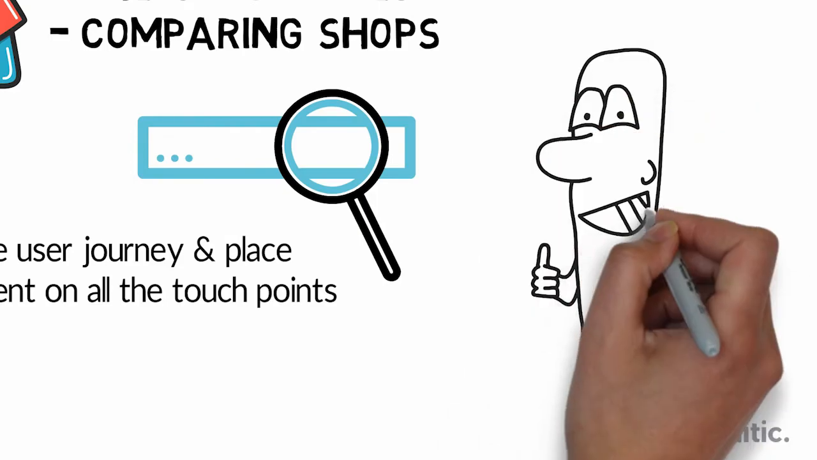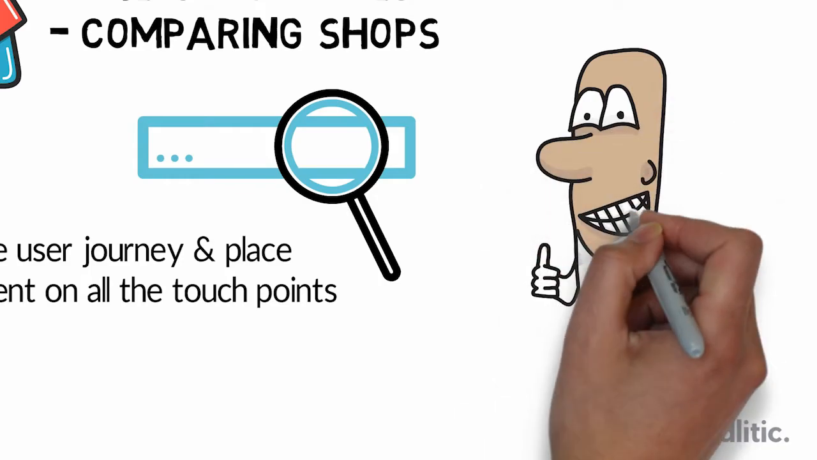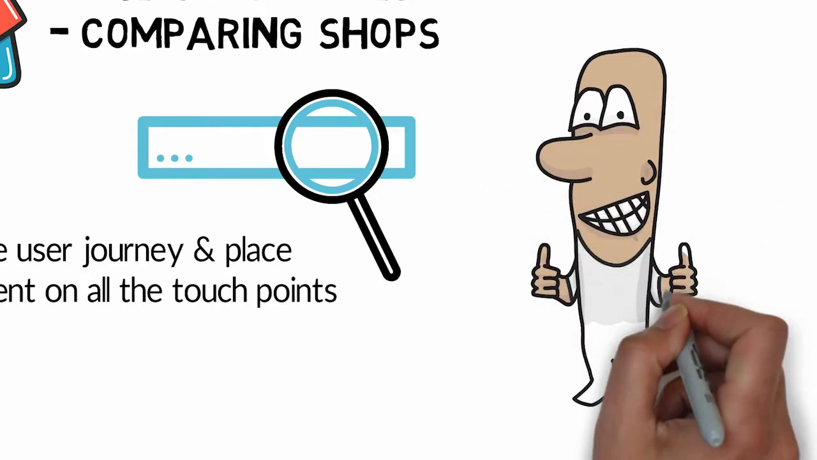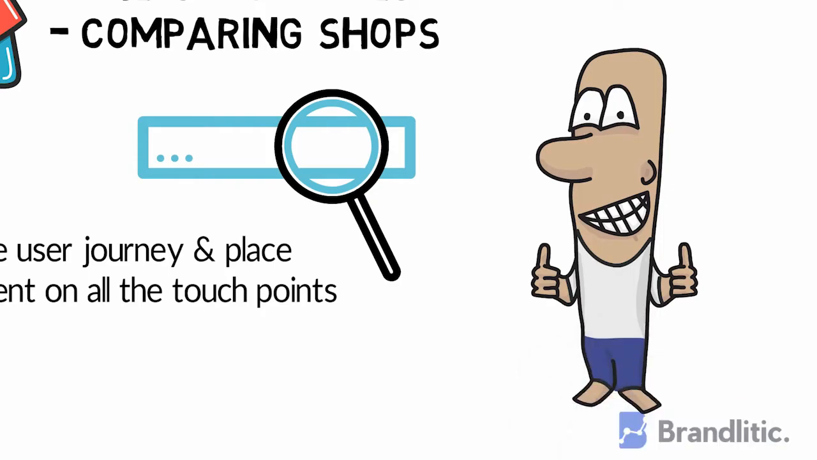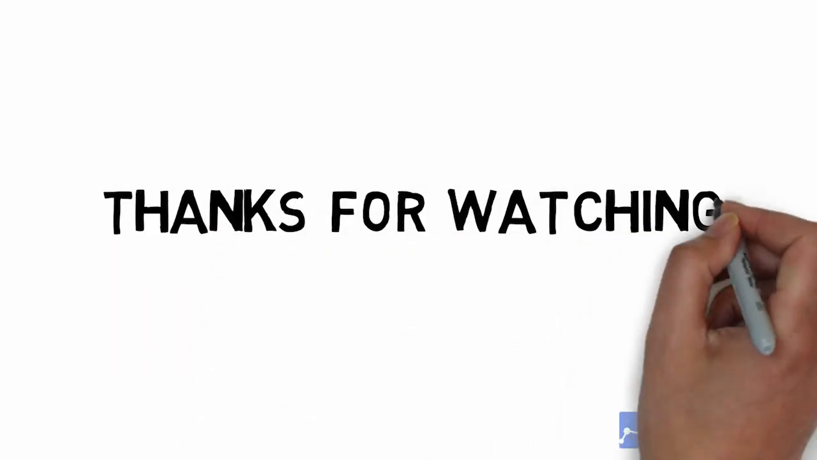Mapping the user journey makes it easier for users to find what they need to come to a decision. For site owners, it offers a helpful guide to where what kind of content should be placed to help speed up the decision-making process.